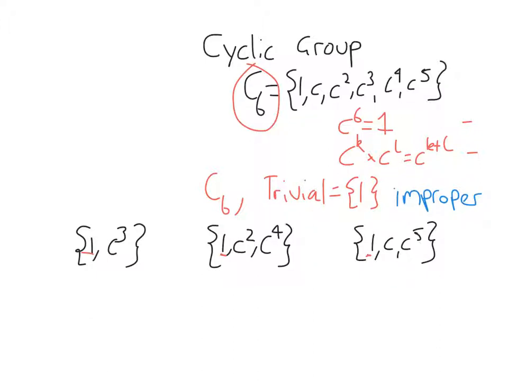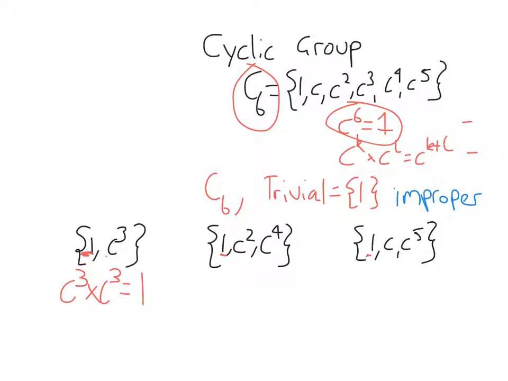So first group, 1 and c to the power of 3. Well, because c to the power of 6 equals 1, this means c to the power of 3 times c to the power of 3 is equal to c to the power of 6, which is equal to 1. So c to the power of 3 is its own inverse. Of course, 1 is its own inverse. It always is. So this group does contain inverses.